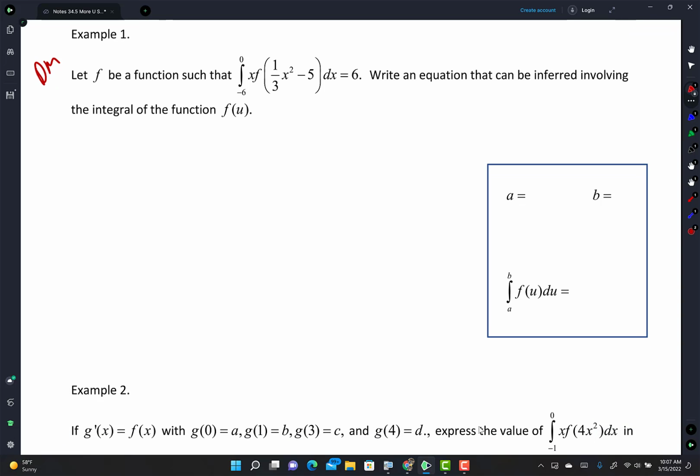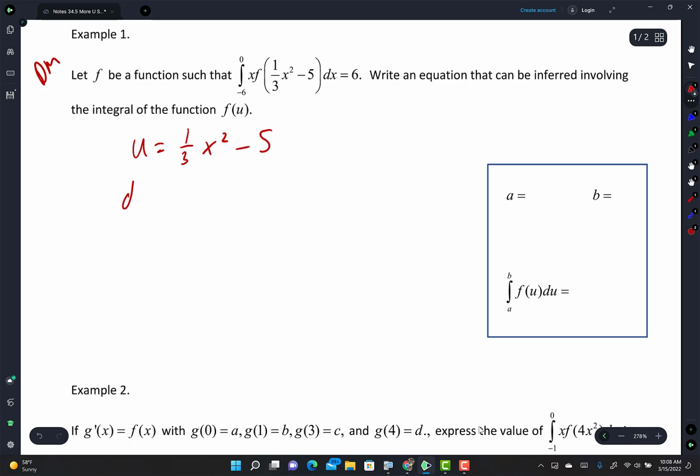It says, let f be a function such that the integral from -6 to 0 of x f of 1/3 x squared minus 5 dx equals 6. Write an equation that can be inferred involving the integral of the function f of u. Okay, so they're already telling me kind of what u is. U is going to have to be whatever I have on the inside. Does that make sense? So I'm going to write u equals 1/3 x squared minus 5.